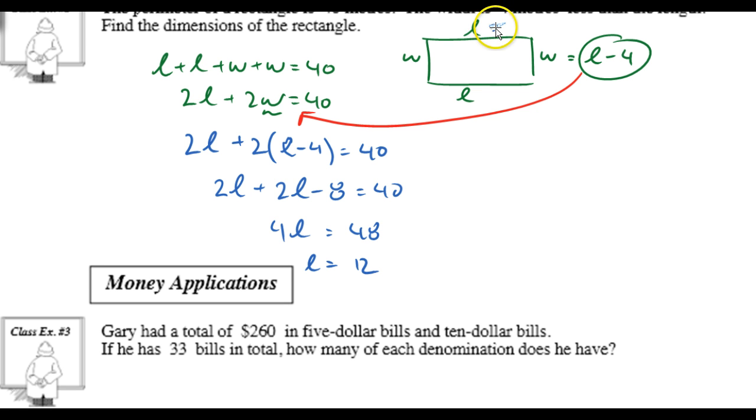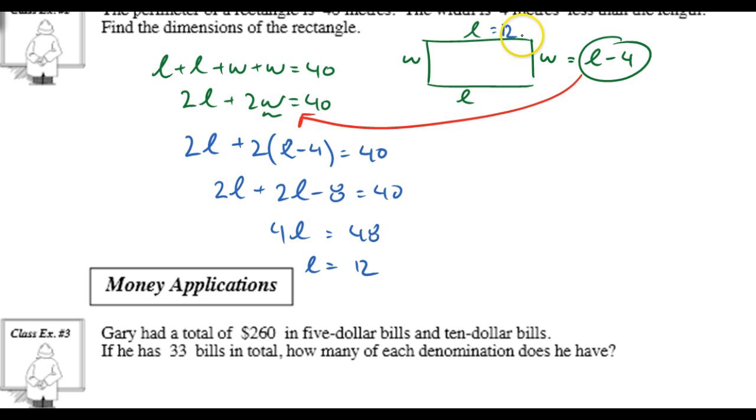Let's go ahead and put that on here. L equals 12, and W would therefore be 12 minus 4, which is 8. And let's go ahead and check that. So 12 plus 12 is 24. 24 plus 8 is 40.